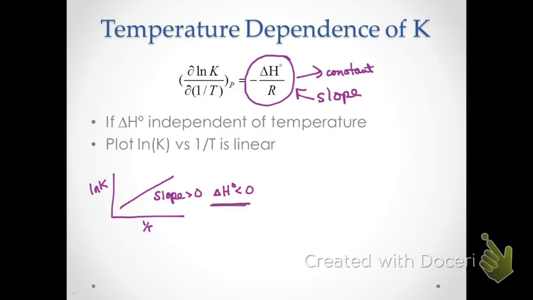So that's important point number 1. A plot of the natural log of K versus 1 over T will give us delta H for the reaction. Number 2, we'll note that if the slope is positive, delta H naught is less than 0, meaning that the reaction is exothermic. On the other hand, if we get a negative slope, then delta H naught is greater than 0, and the process would be endothermic. So this shows a simple temperature dependence of the equilibrium constant.